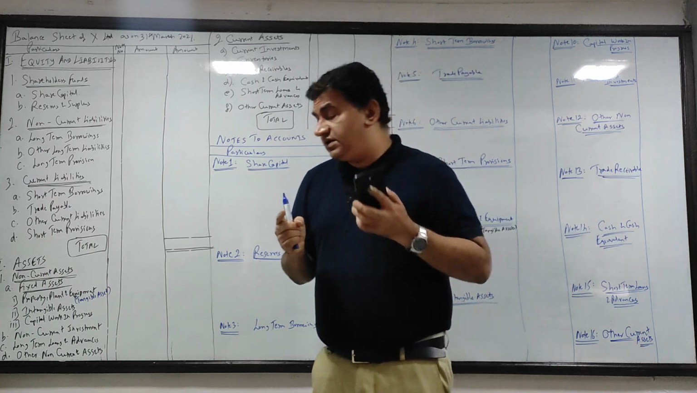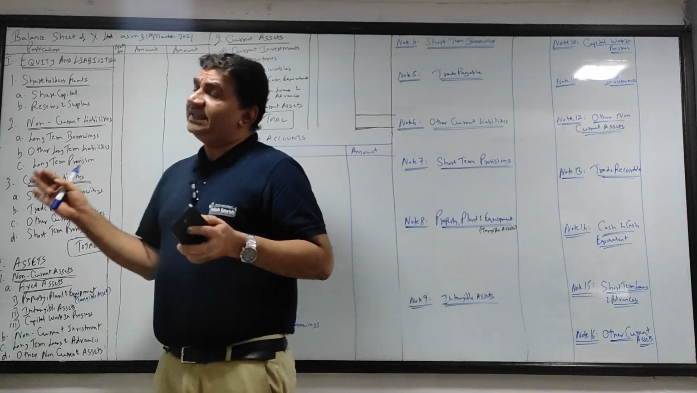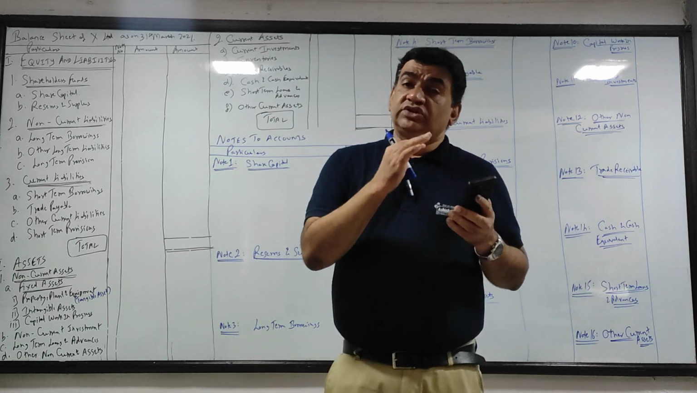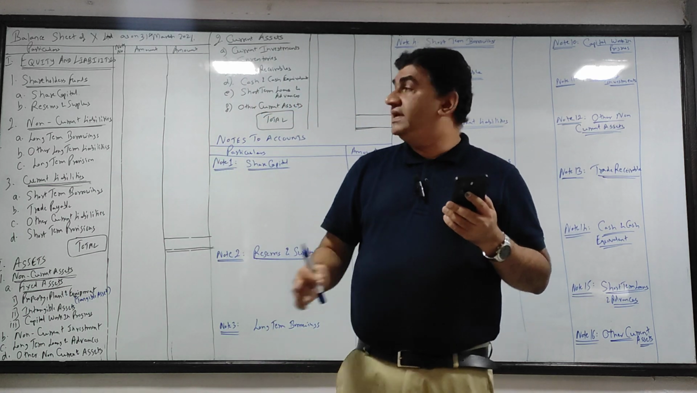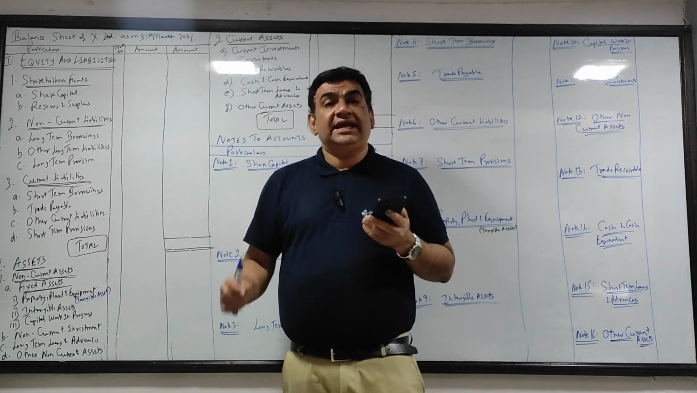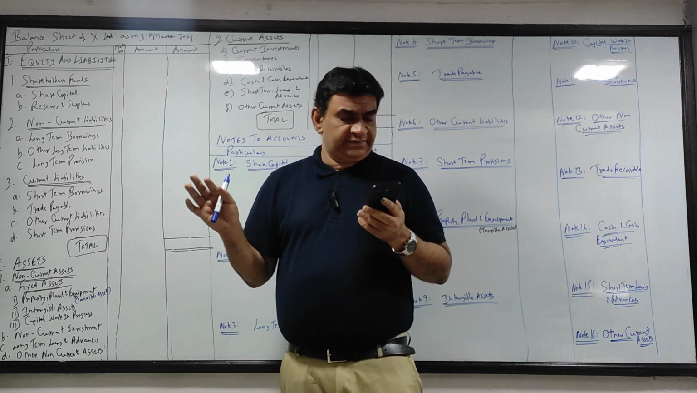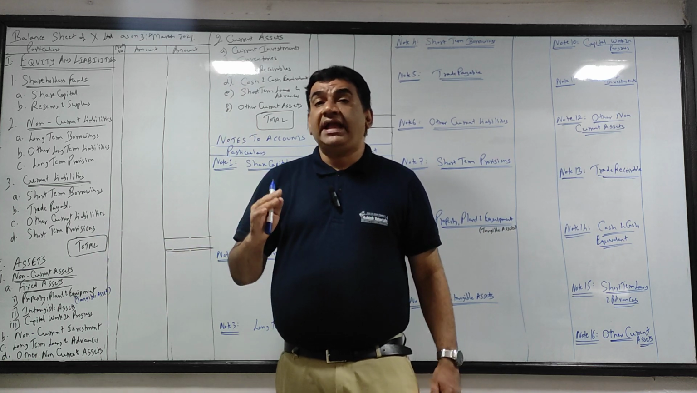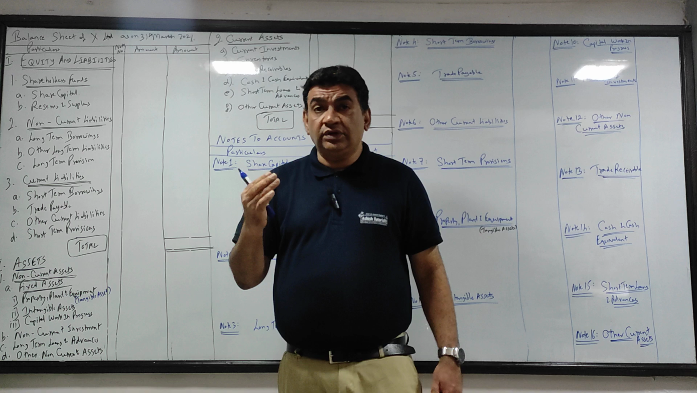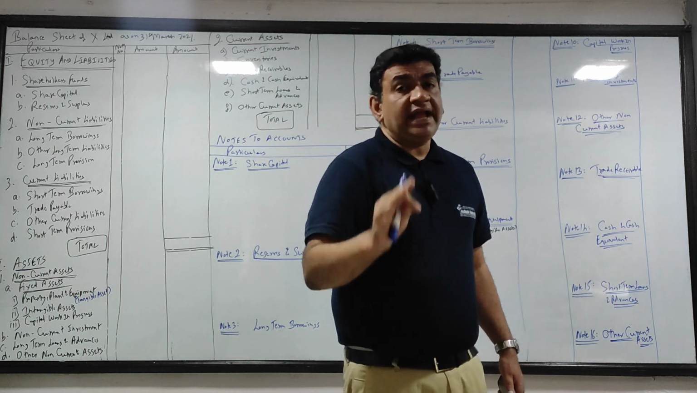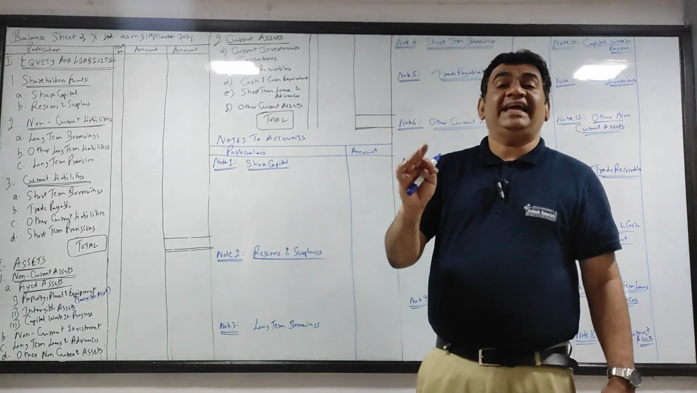10% debentures. Now, when nothing is mentioned, debentures are always long term. So 10% debentures will be a part of long term borrowing. So write LTB in front of it. LTB means long term borrowing. Bank OD, we discussed some time back. Bank overdraft is a short term loan. So bank overdraft, short term borrowing. Write STB in front of bank overdraft.